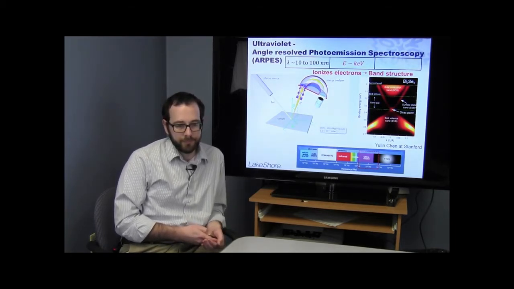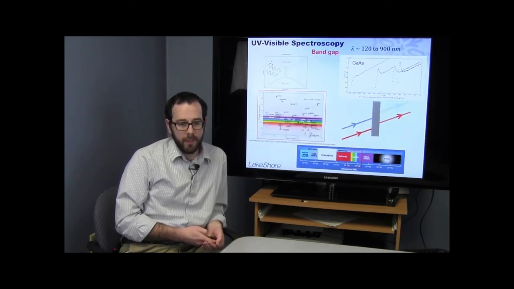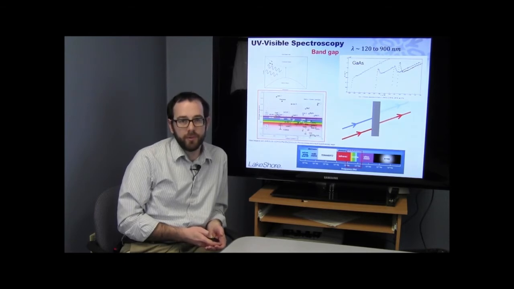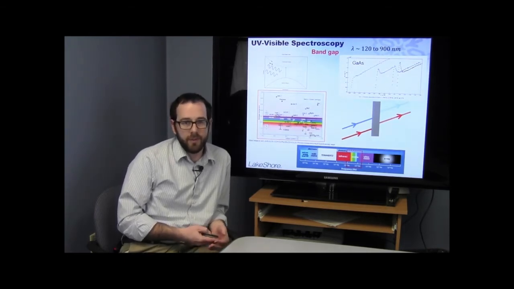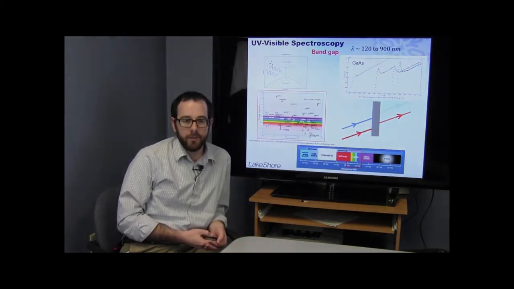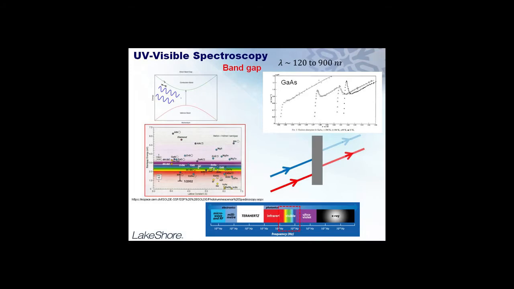If we go down a little bit further in the electromagnetic spectrum, we're now into the UV-visible region of the spectrum. This is the visible region of light where we can see objects, and that's what our eyes are accustomed to. It turns out that the UV-vis region of the electromagnetic spectrum is actually commensurate with the energy scales that we find in the band gap of many semiconductors.